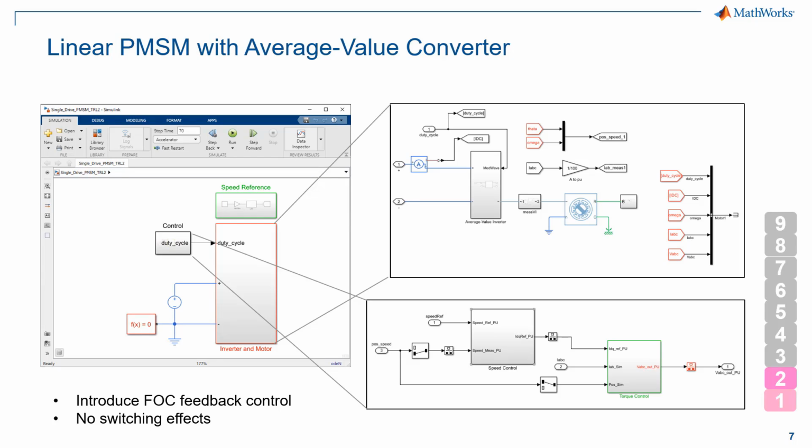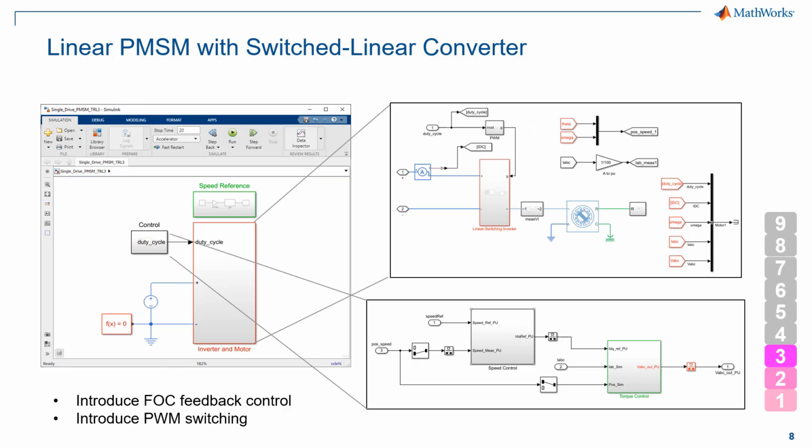Next, we can include a more detailed motor, in this case a linear permanent magnet synchronous machine. We include an average value converter, which converts duty cycles directly to voltage waveforms, and so we have not yet introduced power electronic switching. We can now incorporate a more detailed feedback control system, in this case a field-oriented controller for speed control. And we can perform rapid design iterations. As we have introduced a technology type and have built out a more representative control system, we can regard this model as TRL2.